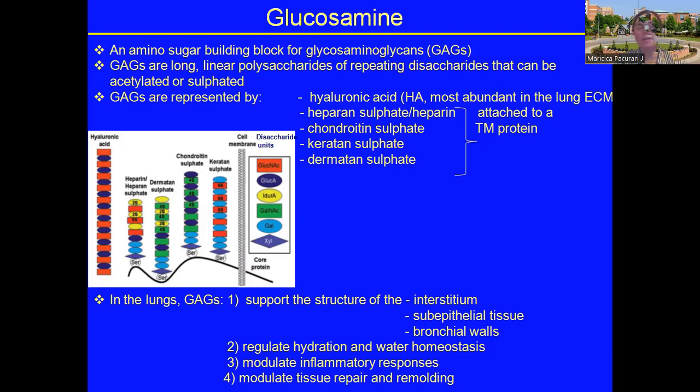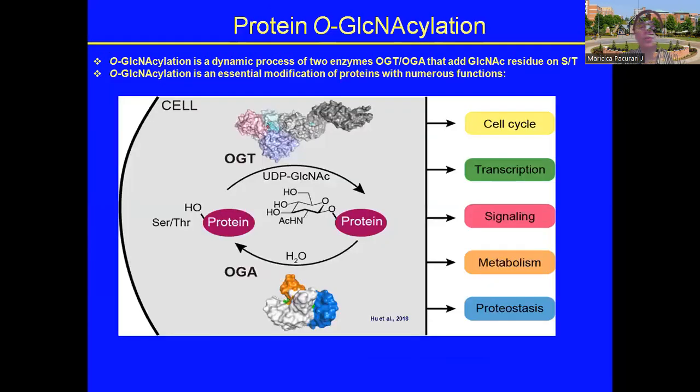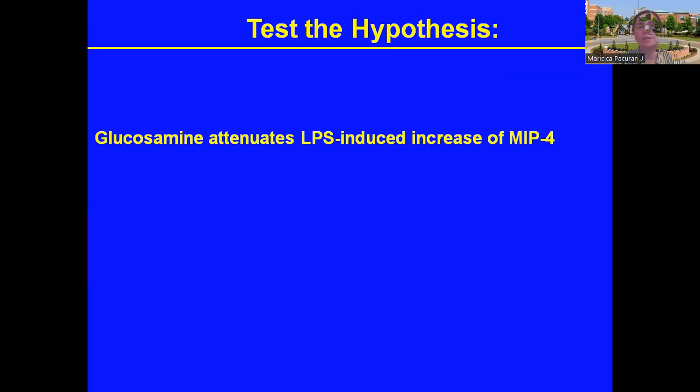In the lungs, GAGs have an array of functions such as support structure for the interstitium, subepithelial tissue, and bronchial wall, regulating water homeostasis, modulating inflammation, and tissue repair and remodeling. Protein GlcNAcylation is a post-translational modification carried out by two enzymes, OGT and OGA, which add or remove the N-acetylglucosamine on serine or threonine residues. GlcNAcylation is an essential modification of proteins which plays an important role in numerous cellular functions such as cell cycle, transcription, signal metabolism, or proteases.